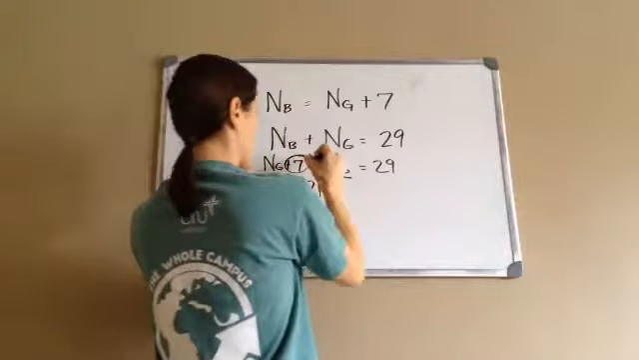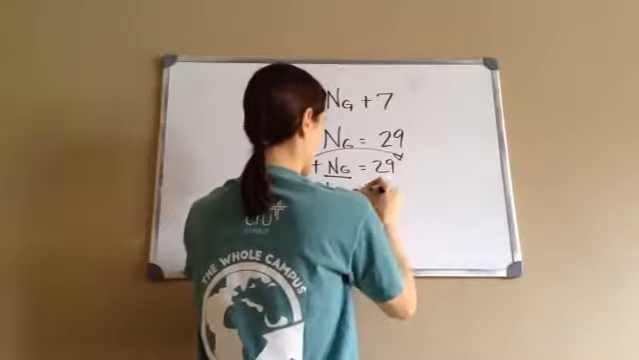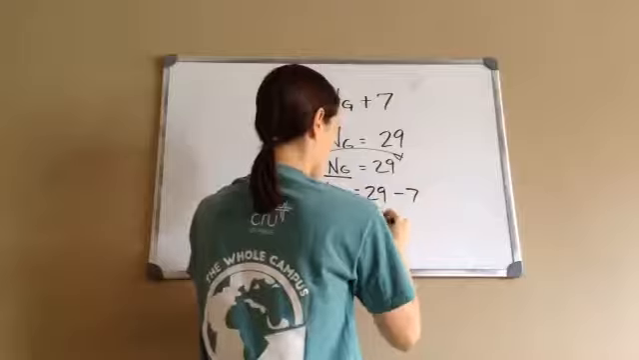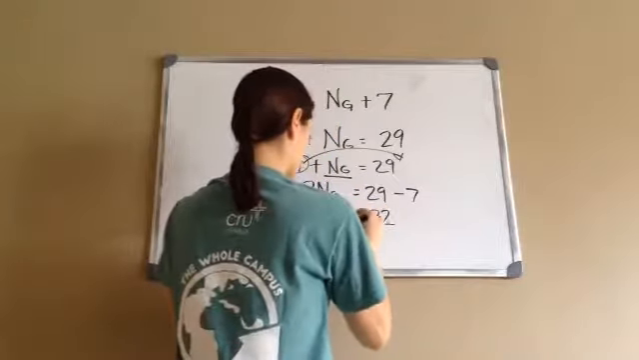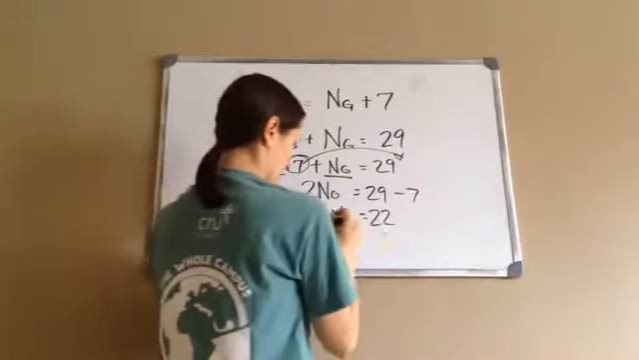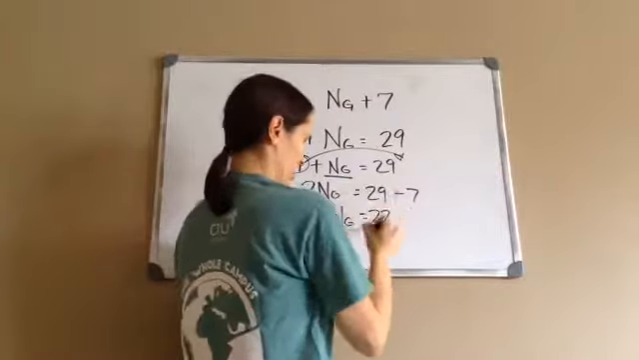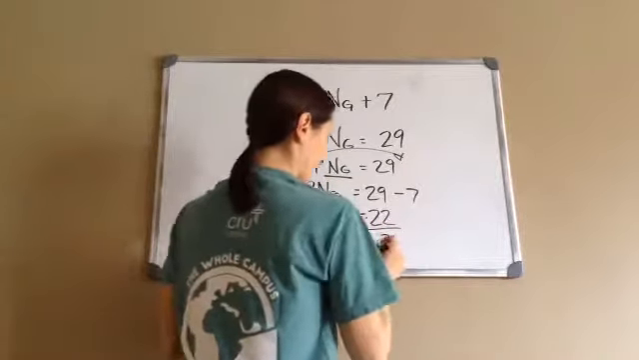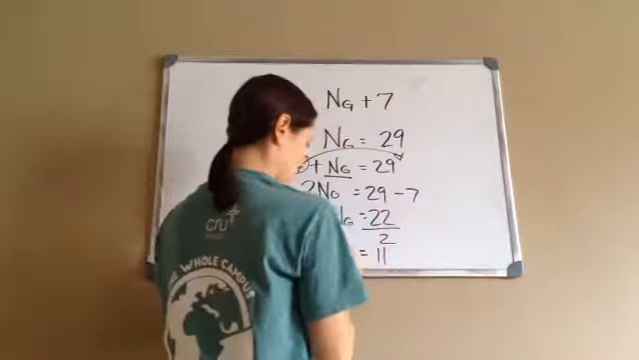And then this plus 7 makes minus 7. 29 minus 7, so that would be 22. So 22 NG, excuse me, so this is 2 times NG. So if we move across the equals, we're dividing by NG. And NG equals 11. Okay?